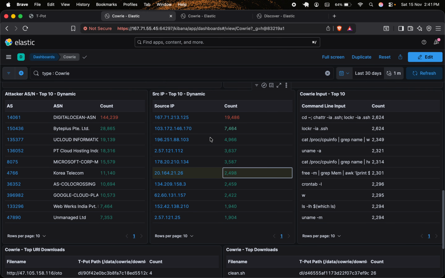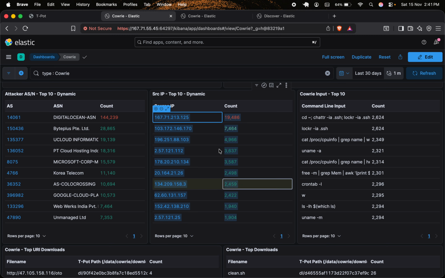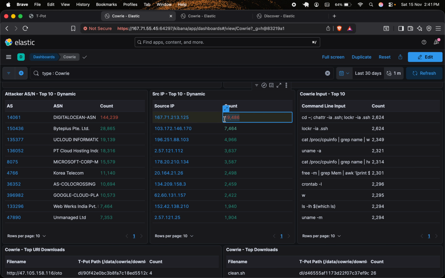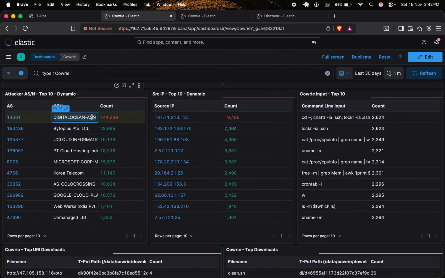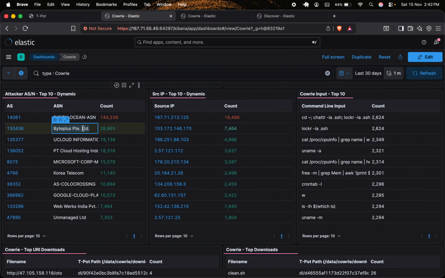If we are going into more dive, these are some of the top IPs that we are looking at here. So this is the IP that actually tried to connect, and it attempted around 19,000 times to connect with my system. And the famous ASN, autonomous network, that is being used is DigitalOcean. So you see there's so much difference between DigitalOcean and the next cloud platform, that is ByteParty.